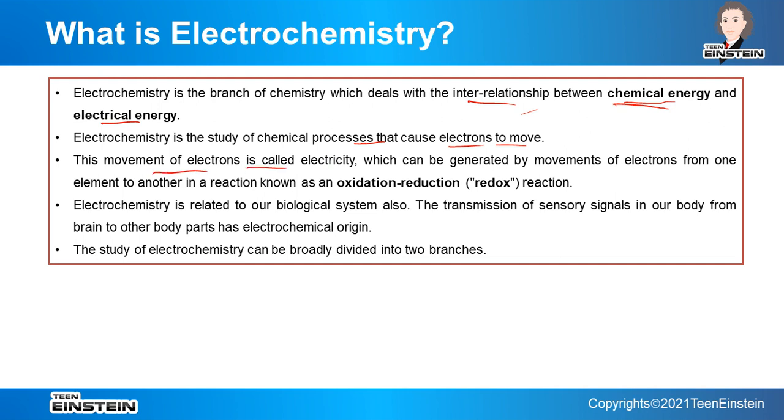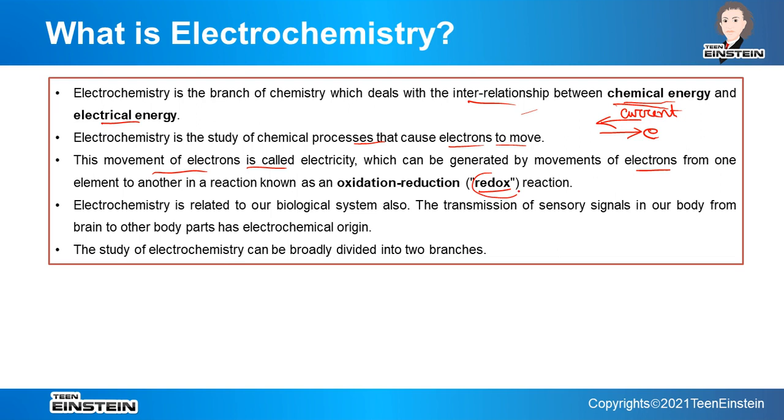Now, if the flow of electrons is from left hand side to right hand side, then the direction of current is the opposite. This is the electron movement direction, and this is the current movement direction. So this movement of electrons, that is the electricity, can be generated by movement of electrons from one element to another element. This type of reaction is known as redox reaction.